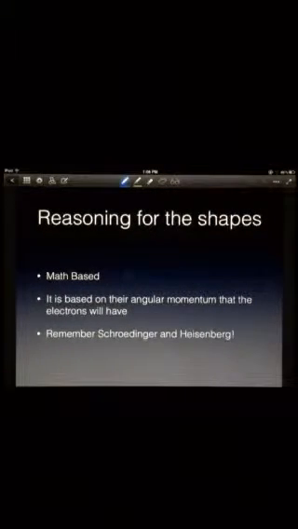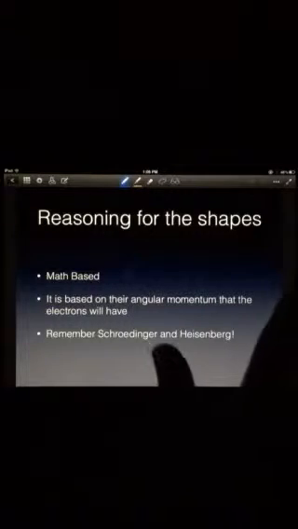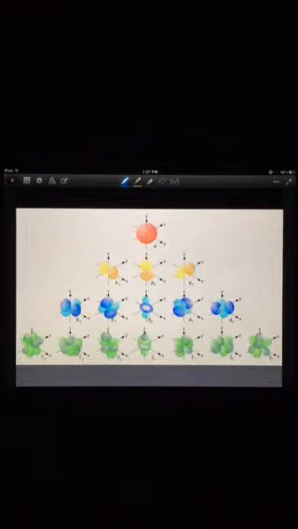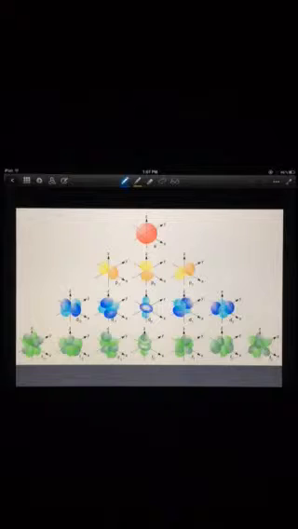Okay, the reasoning behind the shapes. This is all based on math. It is based on the angular momentum that the electrons will have. Remember Schrodinger and Heisenberg? We talked about those two gentlemen. The idea is you can either know the velocity that the electron has or you can know the position, but you can't know both. Okay? And so with this reasoning, we produced shapes like this.